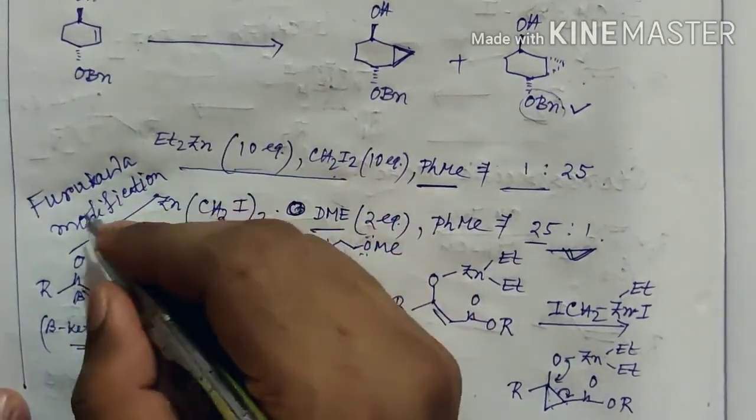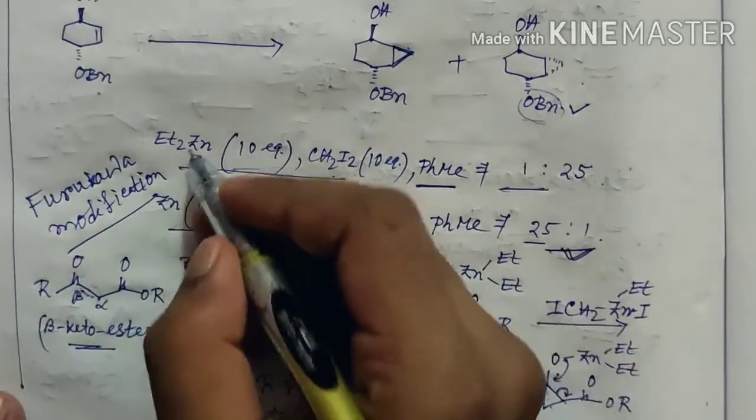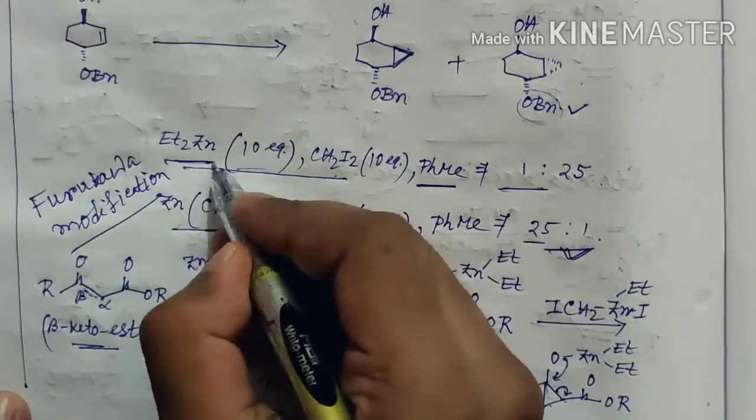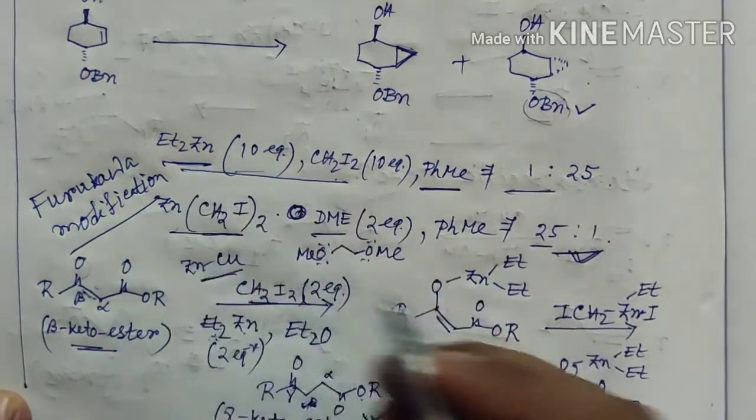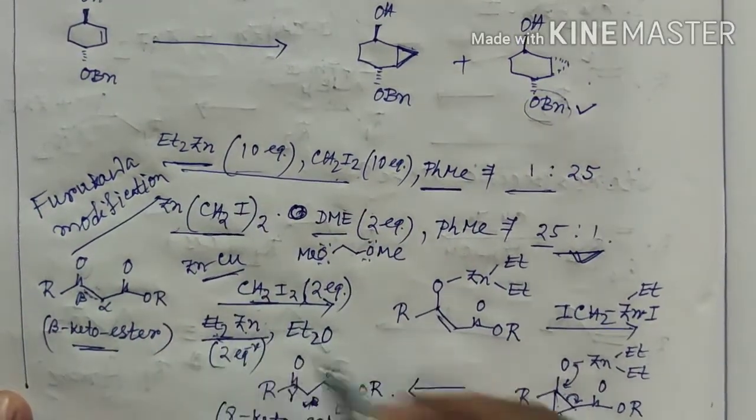That is, in such a reaction or in this modification, instead of zinc-copper couple, a dialkyl zinc is used, and it is observed that the diethyl zinc species is the superior one, like this one.